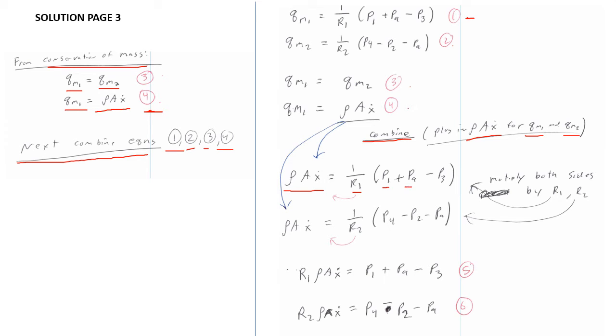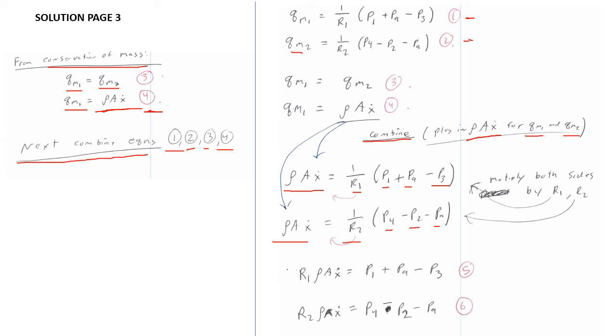now from equation 1 up top here, 1 over R1 times P1 plus PA minus P3. Now what I can do down here is do the same thing for our QM2, equation number 2, plug in for QM2 this rho AX dot here. Rho AX dot is equal to the right hand side of our equation 2, 1 over R2 times P4 minus P2 minus PA.